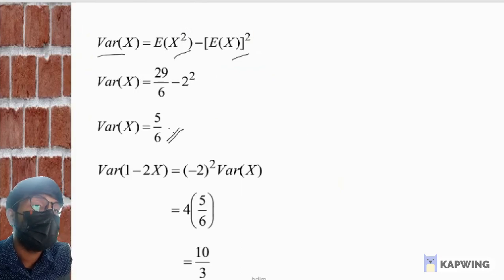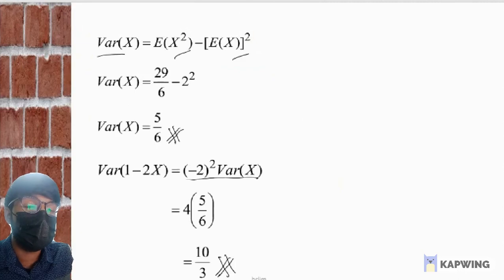Then we are going to find Var(1 − 2X). According to the properties, we factorize out the negative 2 and square it, and multiply by the variance of X, which is 4 times 5 over 6. The answer should be 10 over 3.